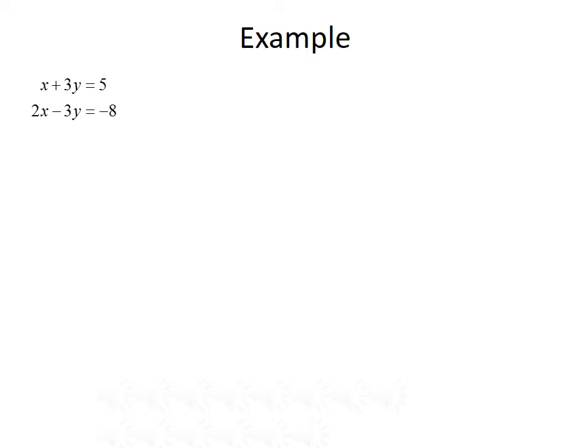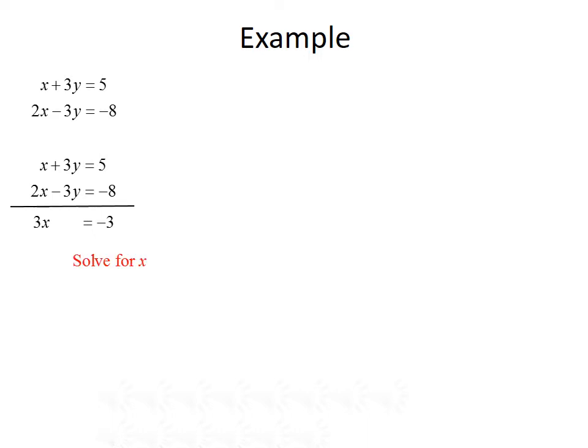However, if we look at this, our y's already are opposite. I have 3y in the first equation and negative 3y in the second equation. So in this example, we're going to cancel out our y. We don't need to multiply either equation by any constant. We just need to add them together. So x plus 2x gives us 3x, and 3y minus 3y cancels out. 5 plus a negative 8 gives us a negative 3.